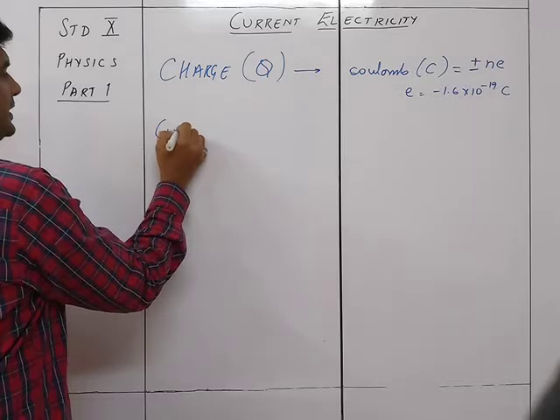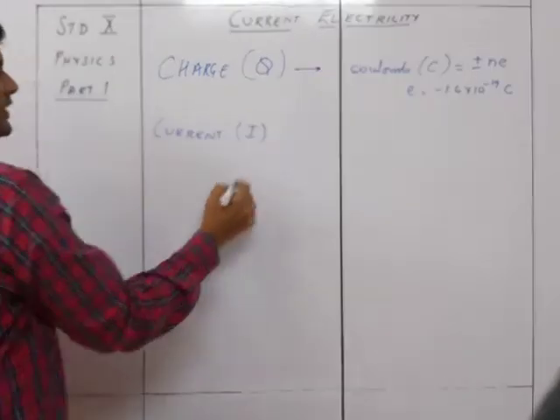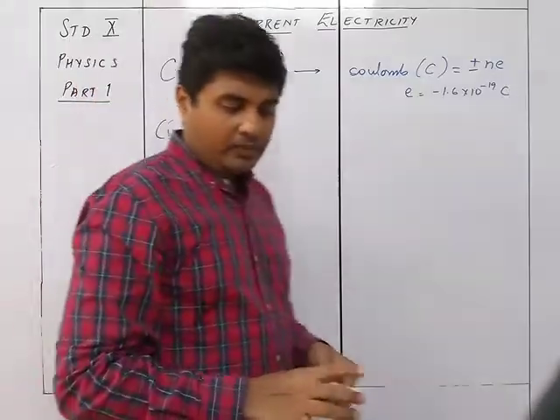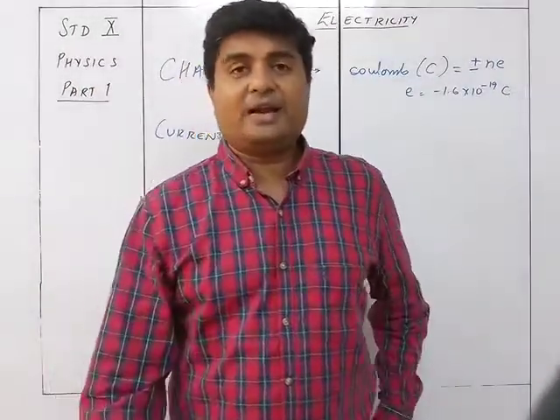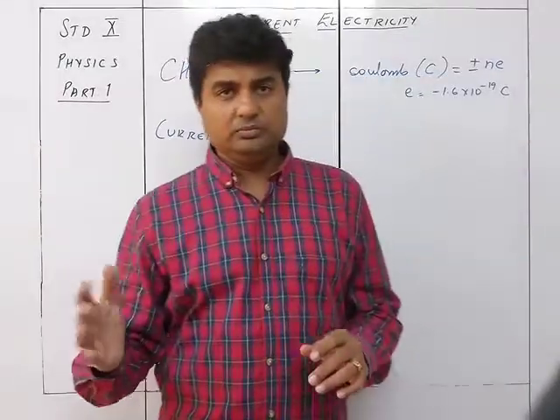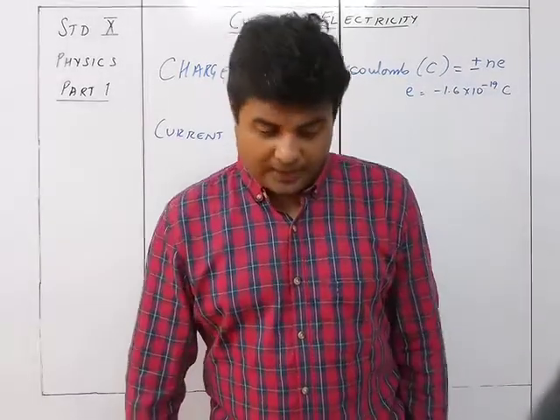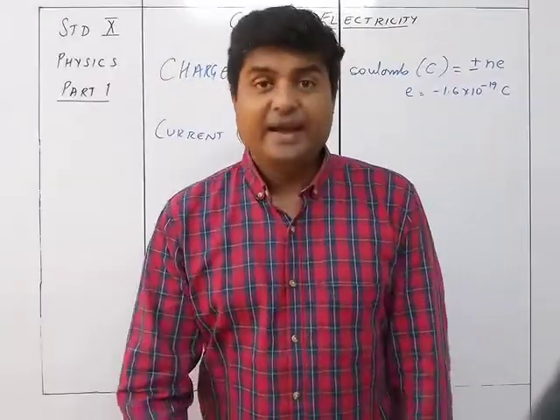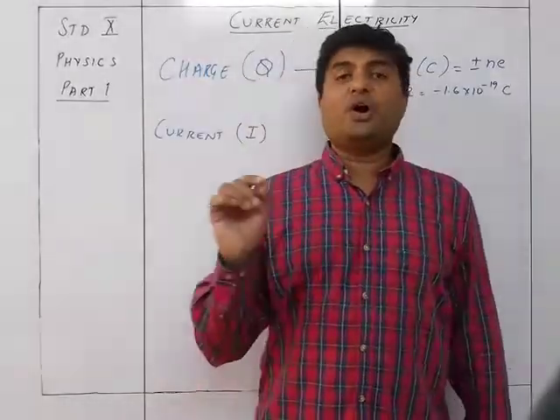So next is current. Current is denoted by the letter I. The charge in motion constitutes electric current. So the charge which is moving, a moving charge, is current. Okay. So charge which is in motion constitutes current. Current is defined as the rate of flow of charge. So the rate of flow of charge.